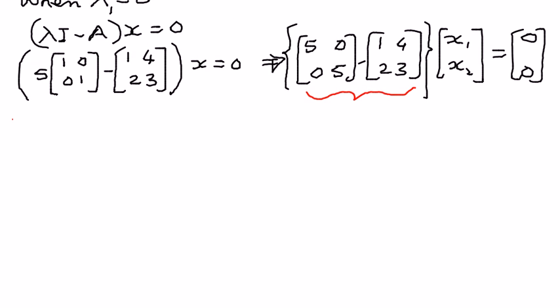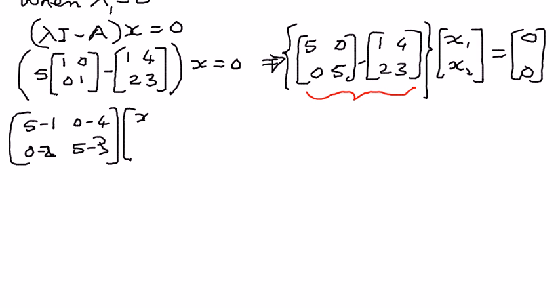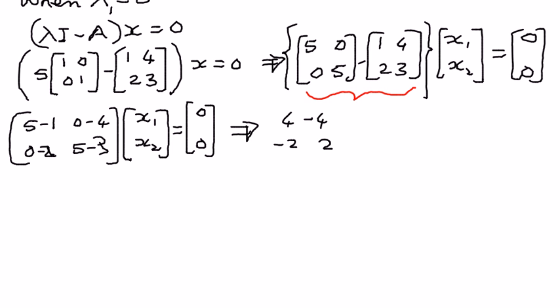Now we will simplify this matrix part. We can subtract the elements of the corresponding matrices, and when we do that we come up with 5 minus 1, 0 minus 4, 0 minus 2, and 5 minus 3, times x1 x2, equal to 0 0. Simplifying some more, 5 minus 1 is 4, 0 minus 4 is -4, 0 minus 2 is -2, and 5 minus 3 is 2, so we can write this times x1 x2 equal to 0 0.